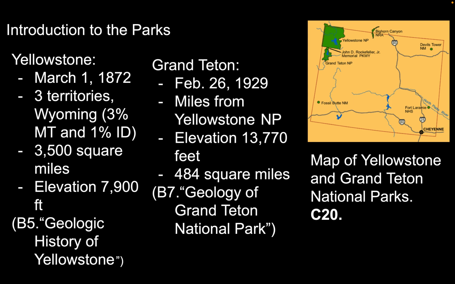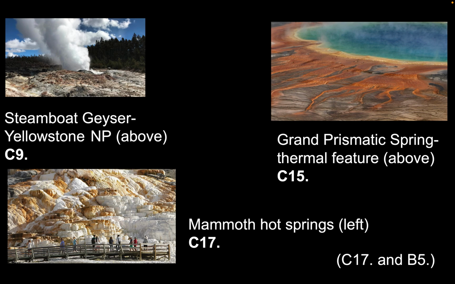It was 3,500 square miles with a 7,900-foot elevation and 3 territories, compared to Grand Teton's 484 square miles and 13,770-foot elevation, established on February 26, 1929. We can see in Figure C20, Grand Teton occupies a smaller horizontal scale. This is Yellowstone National Park and a few of its many geological features.